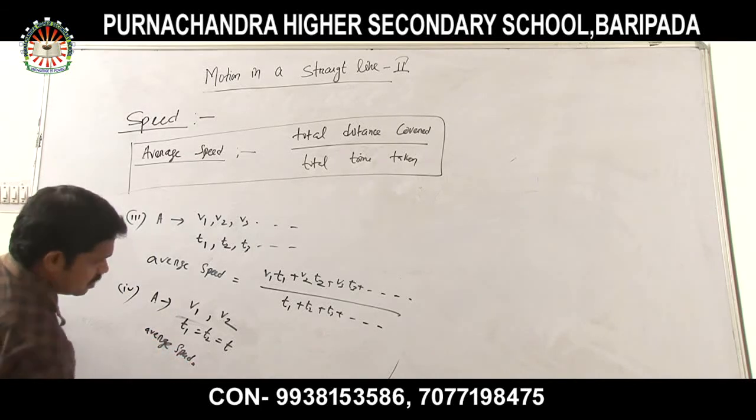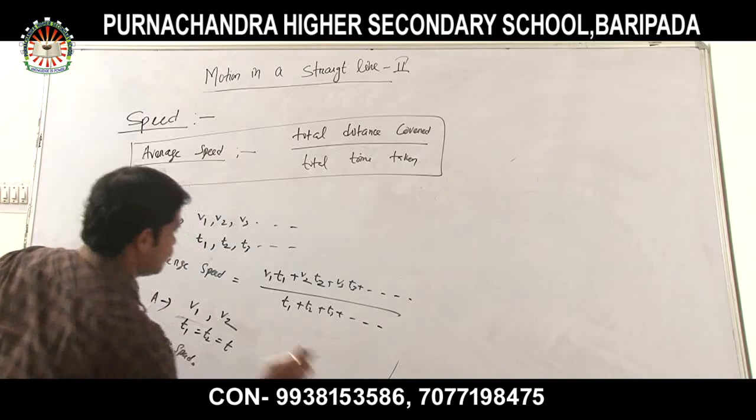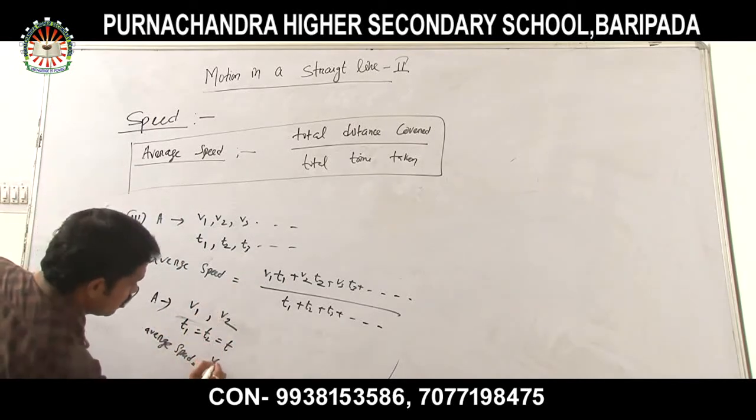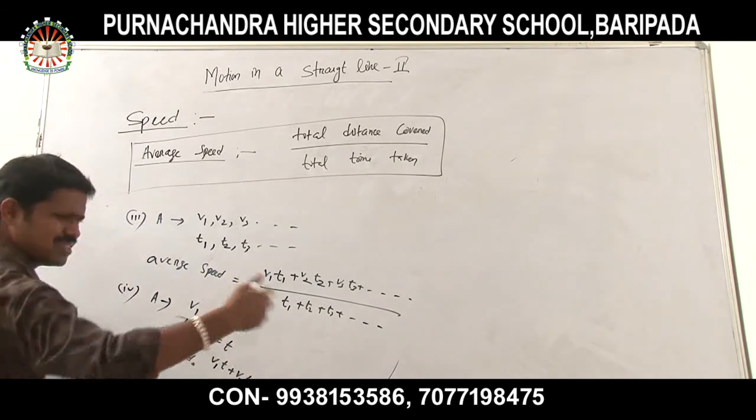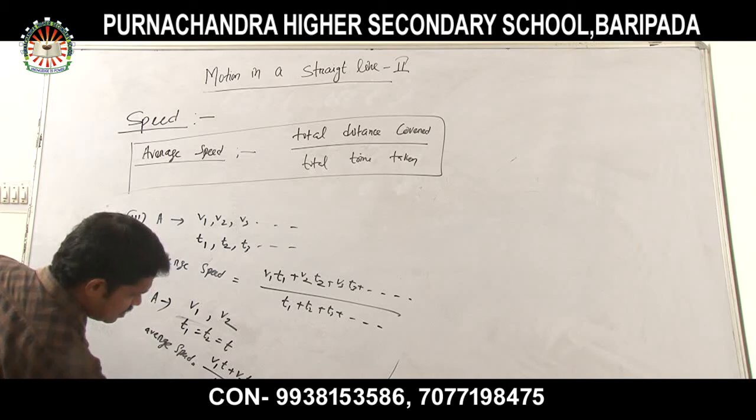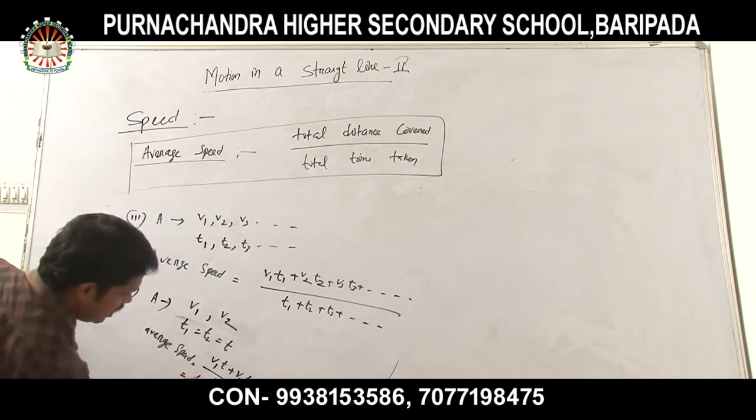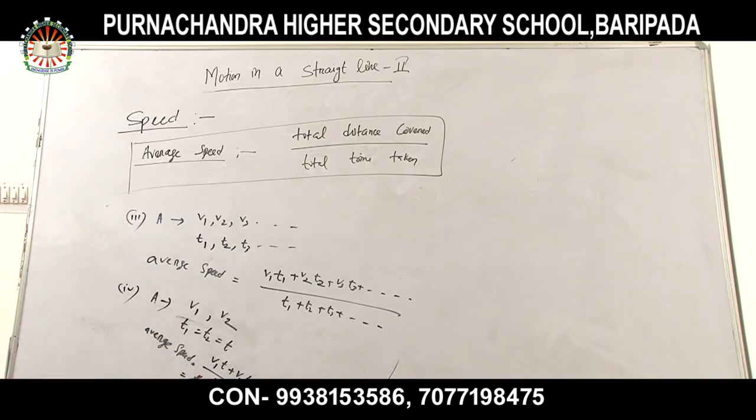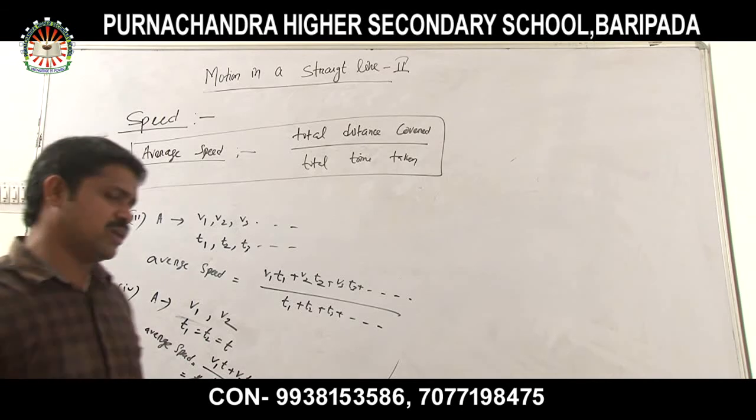So average speed is equal to how much? Just put in the values. The time periods are the same, only the velocities differ. So v1t plus v2t, over t plus t. So this is t times (v1 plus v2) divided by 2t. The t's cancel out, so it is v1 plus v2 divided by 2. This is my case. So these are the 4 important cases.